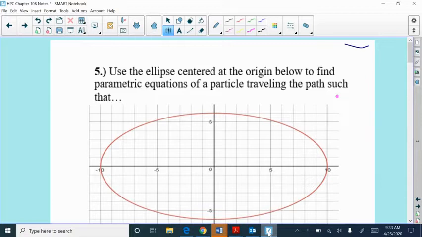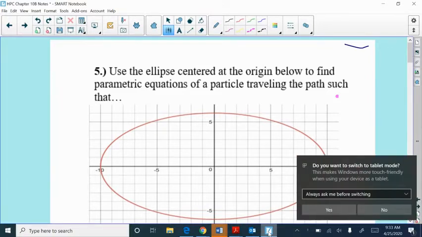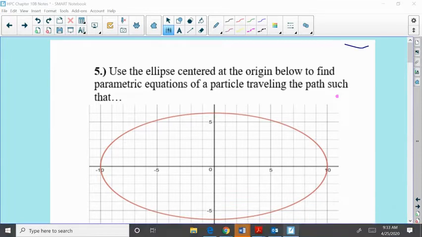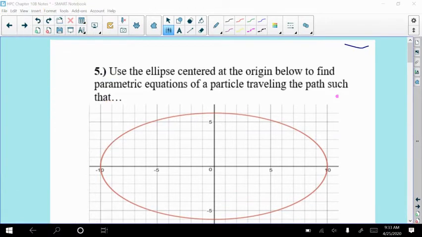Okay, so this video is going to focus on looking at, I think mainly ellipses, but looking at the path, some information about the path, and then creating parametric equations that describe that.